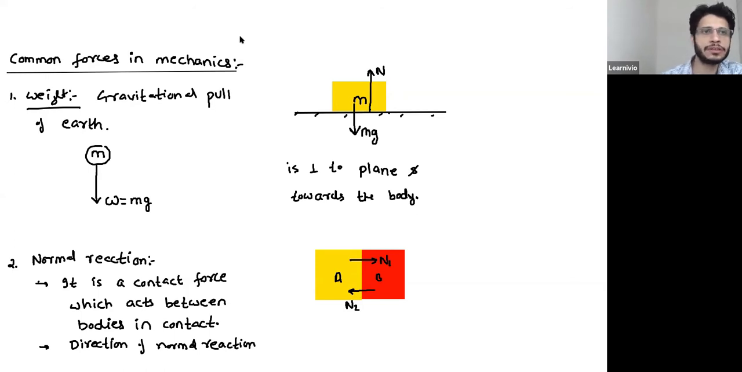If your body is placed in this way, this is x-axis, this is y-axis. These are two surfaces, one horizontal and another vertical surface. And we have placed the body in this way.